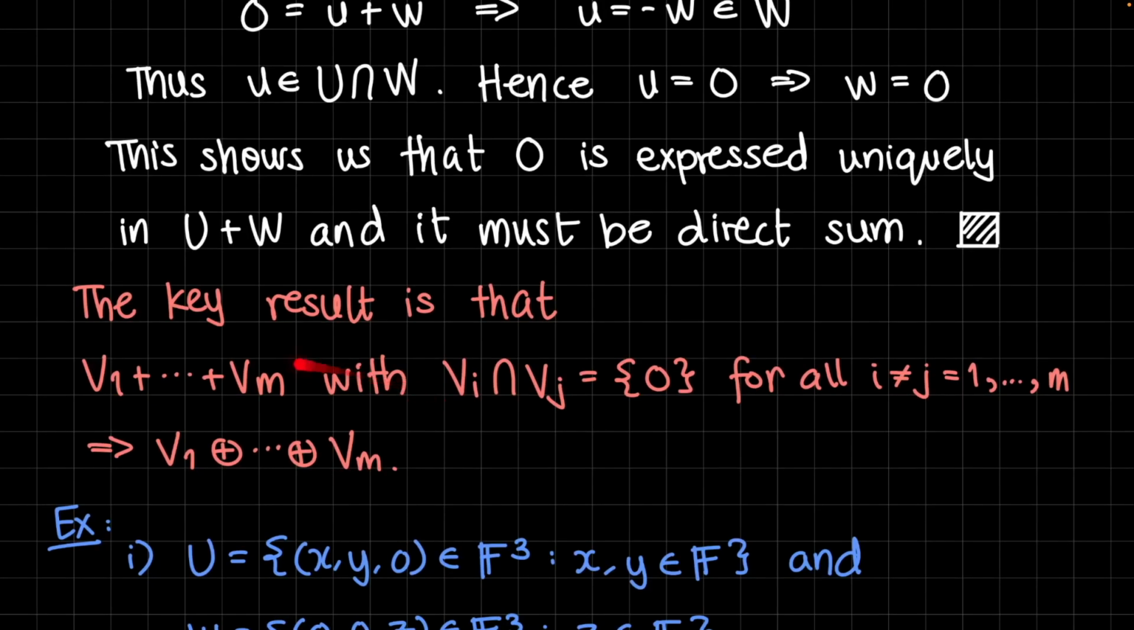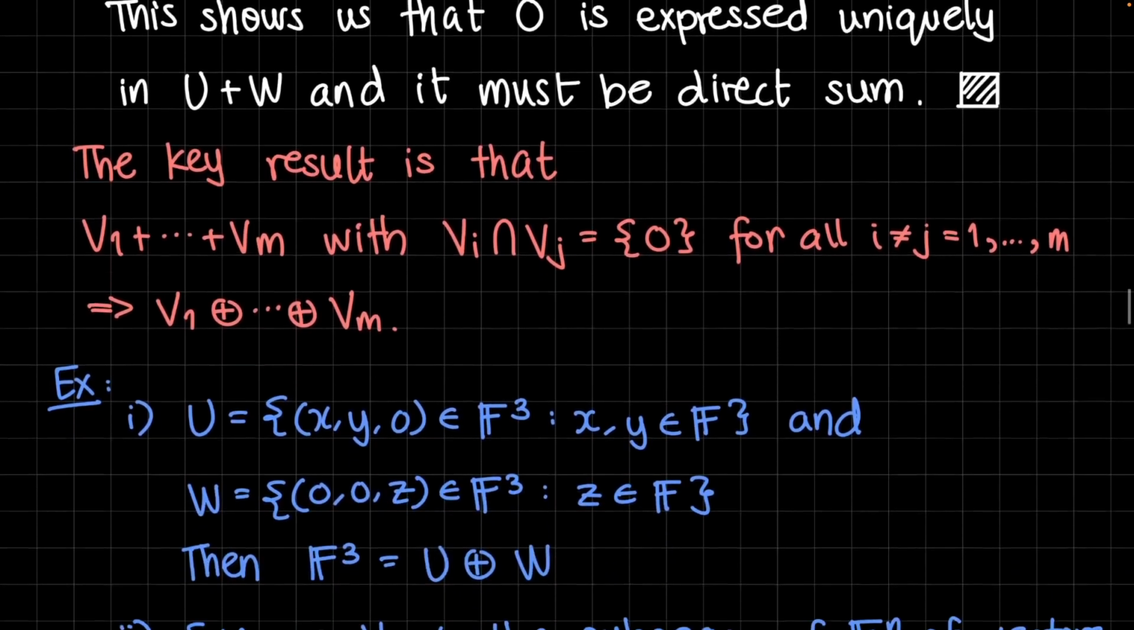So a subspace sum needs to also have a trivial intersection amongst any two subspaces for it to actually be a subspace direct sum. That's the takeaway message out of all of this.